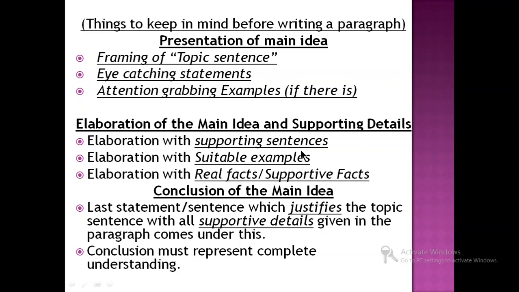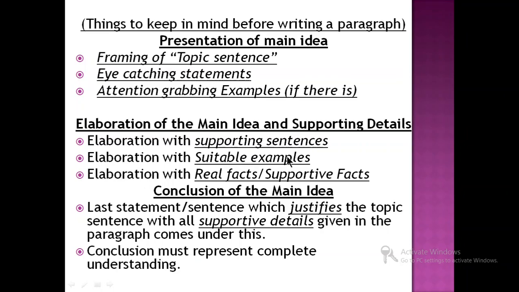First one is elaboration with supportive sentences. The sentences in which you say something about the main idea will help you to elaborate. Second thing, elaboration with suitable examples. The examples which you have to support the concept of your main idea, you should use them for the elaboration.